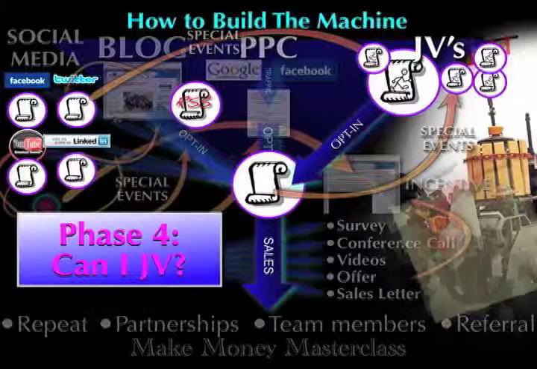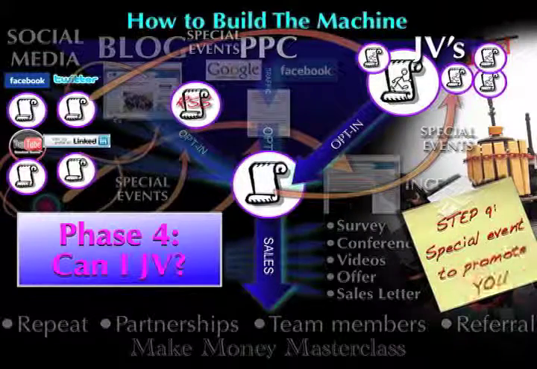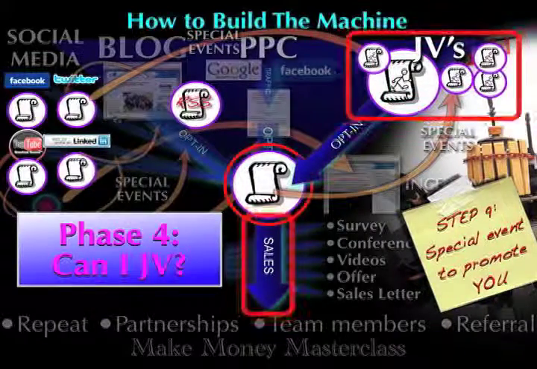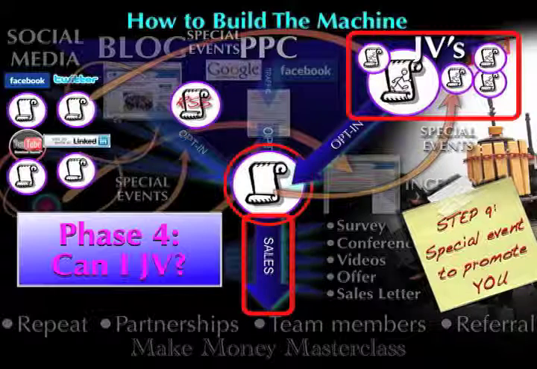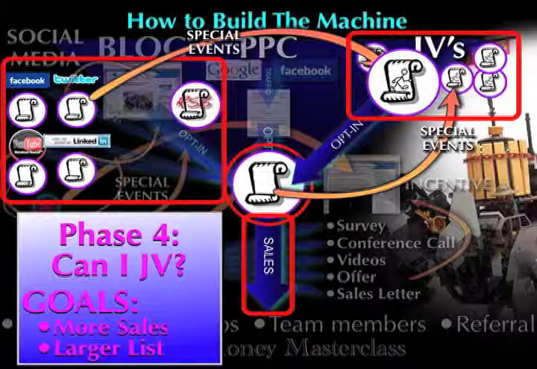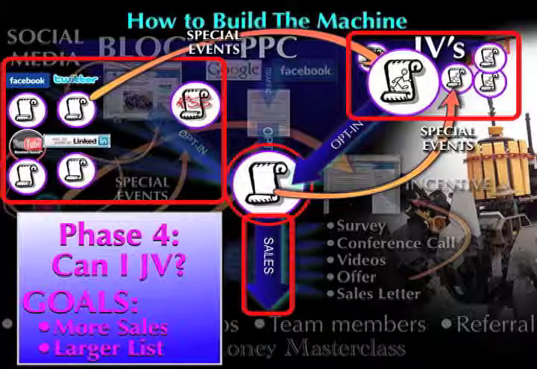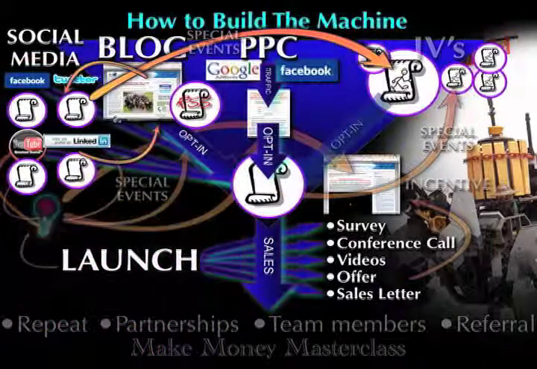And then the next step, step 9, will be that the JV is going to do a special event to promote you, and you'll get opt-ins and you'll make sales as a result of that. And the goals in this section, I hope this is familiar for you at this point, are that you're going to make more sales and you'll have a larger list. So that was phase 3, make more sales, have a larger list. We're just doing all these different things to make more sales and have an even larger list in the process. And so that's phase 4, can I JV?